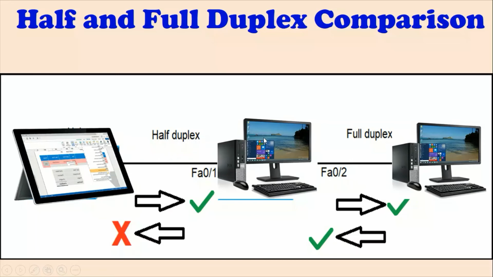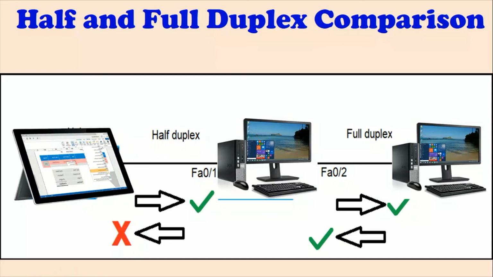Another one: a desktop computer is sending data towards another desktop computer. We can see this on the right side of the picture, and both desktop computers are sending and receiving. These two arrows show that the communication is taking place simultaneously, at the same time, so both arrows have ticks. The green tick sign shows that both are sending and receiving. So this is the comparison of half duplex and full duplex.